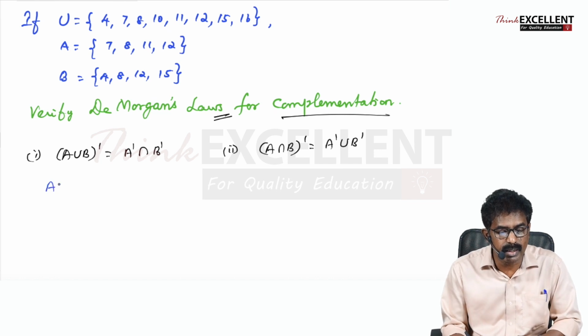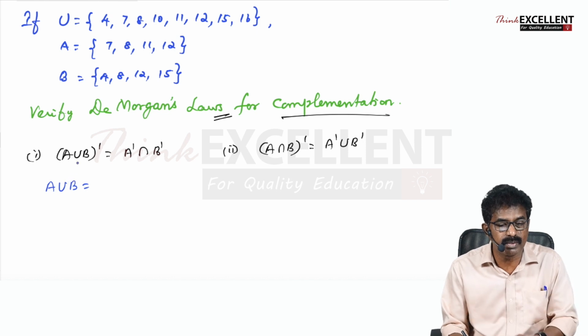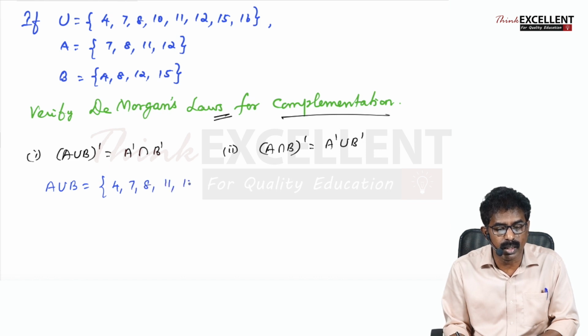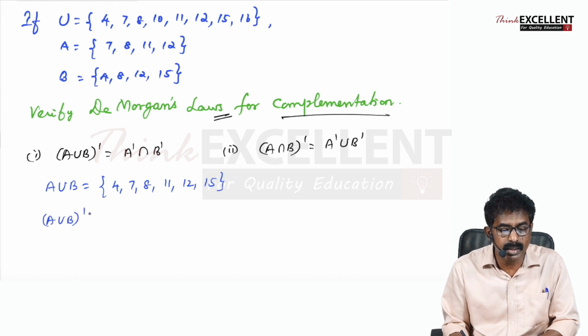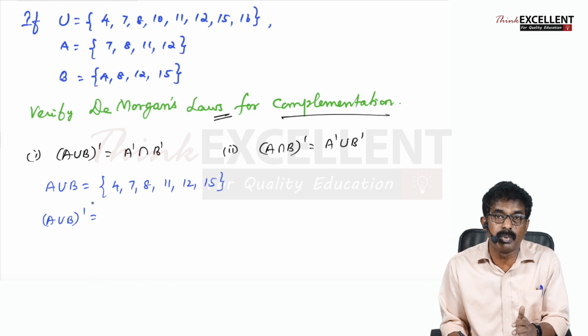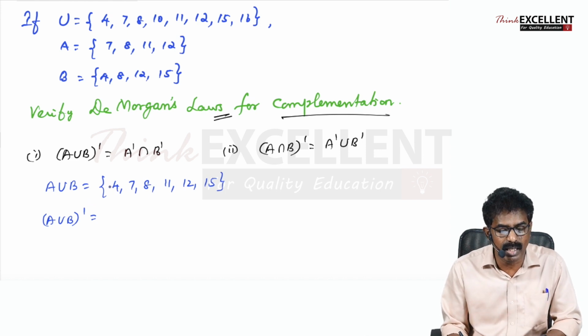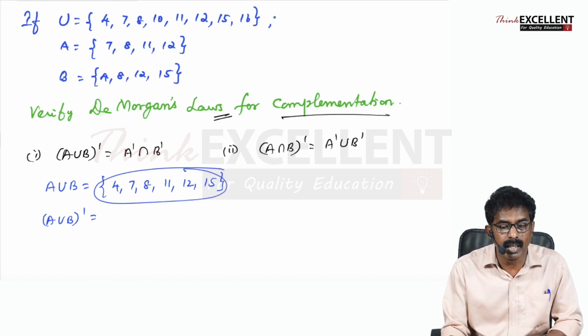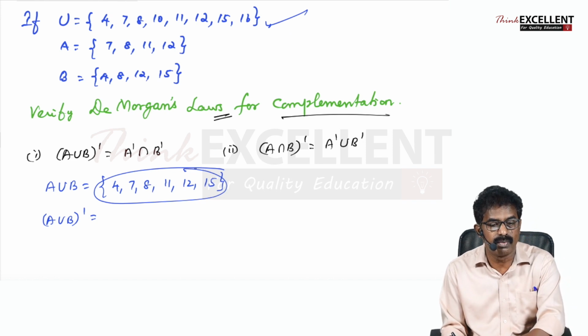First, what do you need? A union B. We want A union B the whole dash. So first find A union B. Write every element of A, B together: 4, 7, 8, 11, 12, 15. This is A union B. We want A union B the whole dash, meaning elements which are not in A union B but in the universal set. See, elements which are not here but here in the universal set. Can you find out the elements?